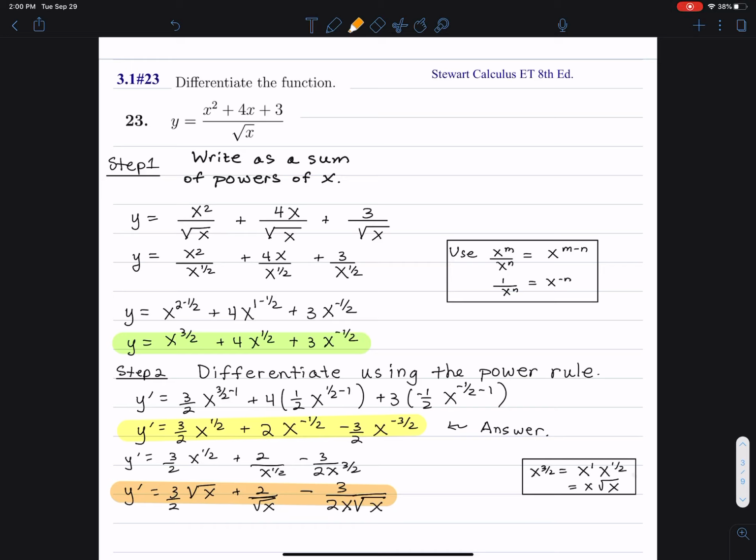Okay, so there we go. So this is using the power rule and finding the derivative of a quotient, but not using the quotient rule. And that works because the denominator is a single term, a single power of x. Okay, that is all.